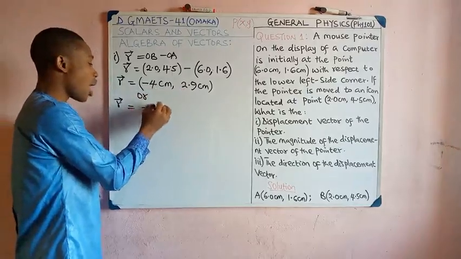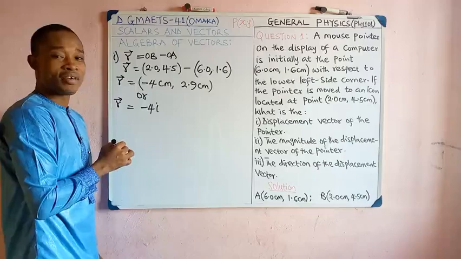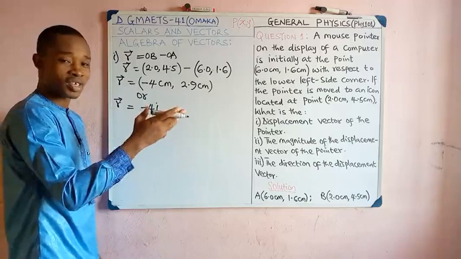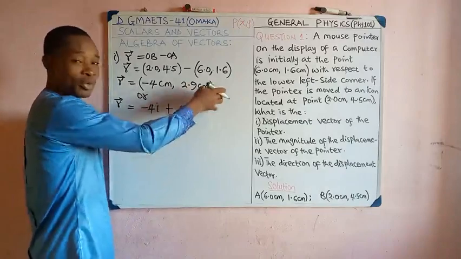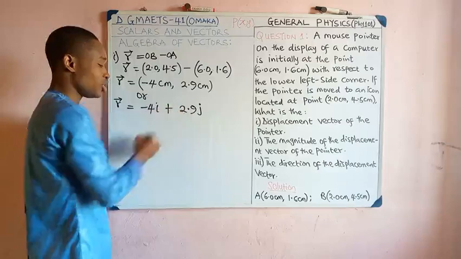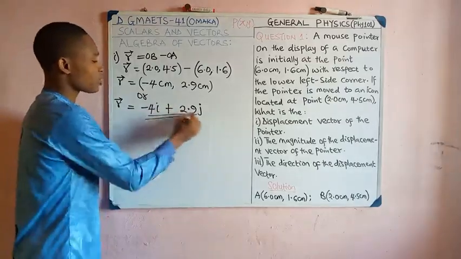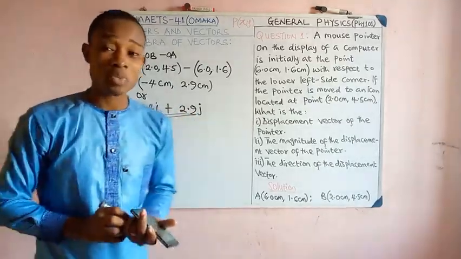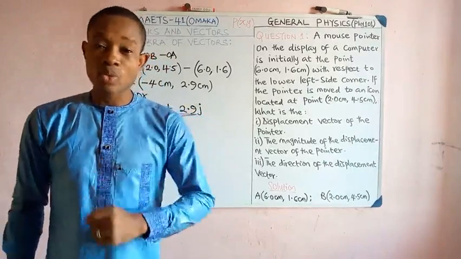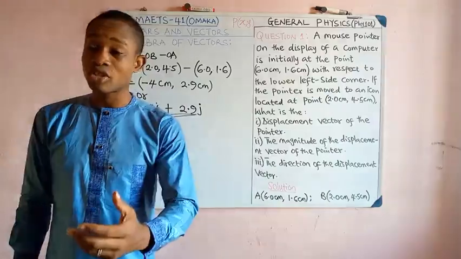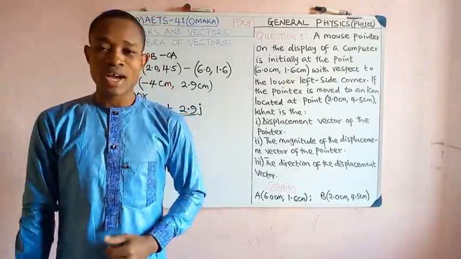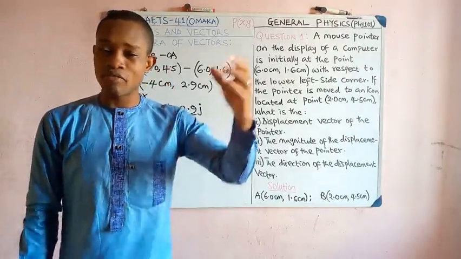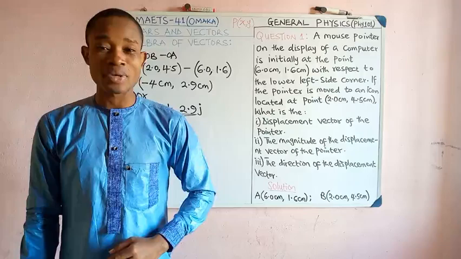It's going to be minus 4i. You see, I'm introducing the direction vectors, the unit vectors, i, j as the case may be, added to this 2.9, which is y-axis. It has the j direction. Of course, we've gotten the displacement vector of the mouse pointer. I'll be taking a short break. When we're back, we'll look at the magnitude and direction of the displacement vector. Of course, you should be thinking of the Pythagoras rule as well as the tan inverse of the vertical divided by the horizontal component of the vector.